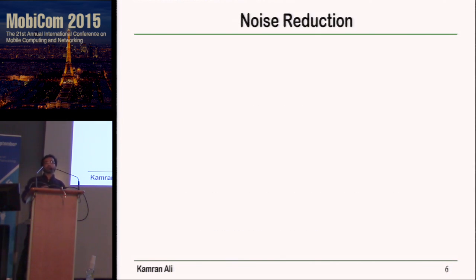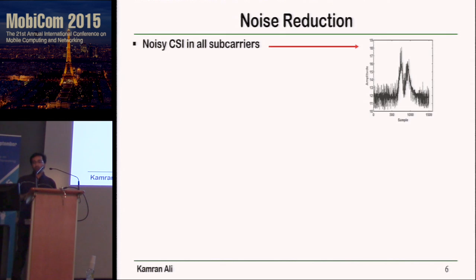The first step in YKey is noise reduction. As you know, the CSI values reported by commodity Wi-Fi devices are noisy, and they contain bursty noise, due to both hardware limitations and multipath interference. So we first of all use low pass filtering to reduce that noise.